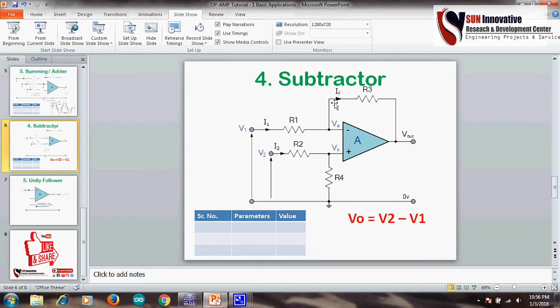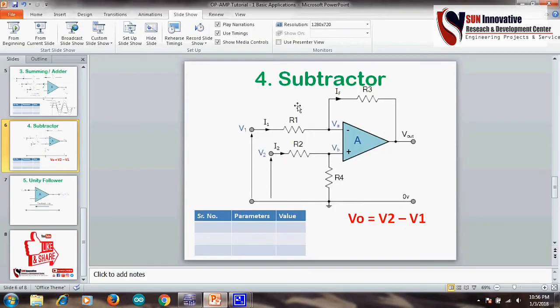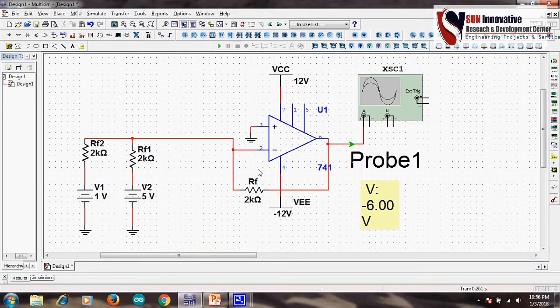Feedback resistance R3 is connected to the negative terminal of the op amp, and R1 carries the V1 input voltage. The V2 voltage is connected in series with R2 and R4. R4 is a grounded resistance connected to the positive terminal of the op amp. Now making this circuit again, R1 and R2 through the signals. You see this is connected.